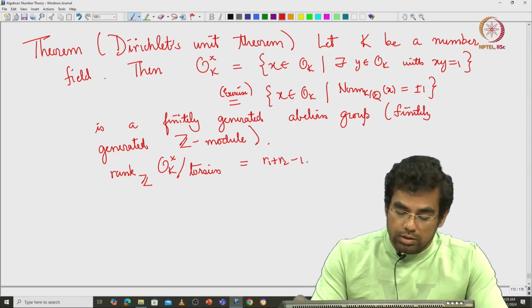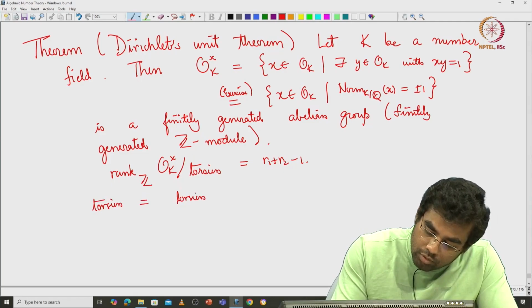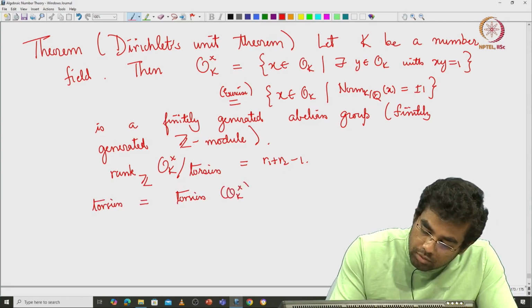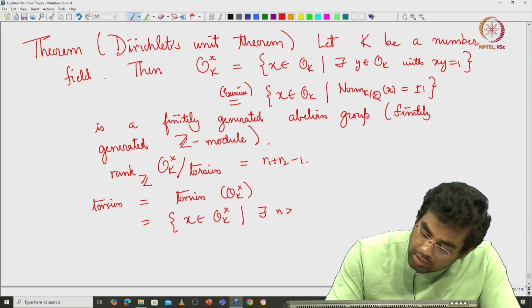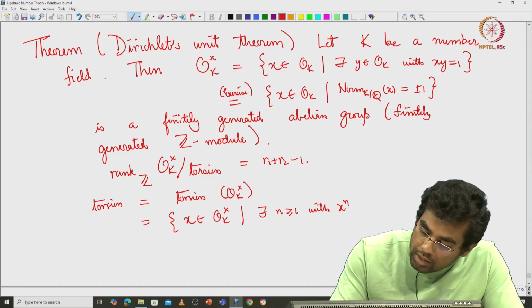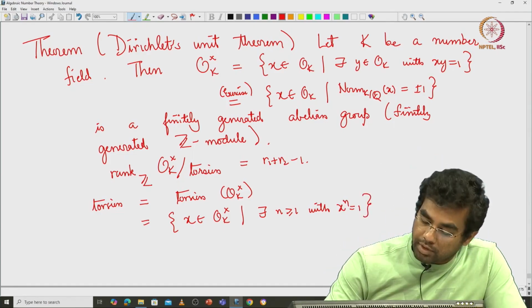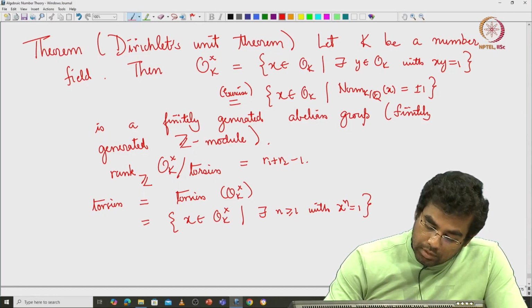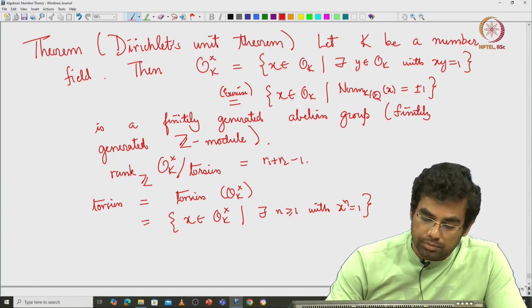Okay. So, what is torsion? This is the torsion of O_K cross, which is equal to the set of all x in O_K cross such that there exists n greater than or equal to 1 with x to the n equal to 1. So, this n depends on the x that we are taking. In other words, these are roots of unity because we are in a field.